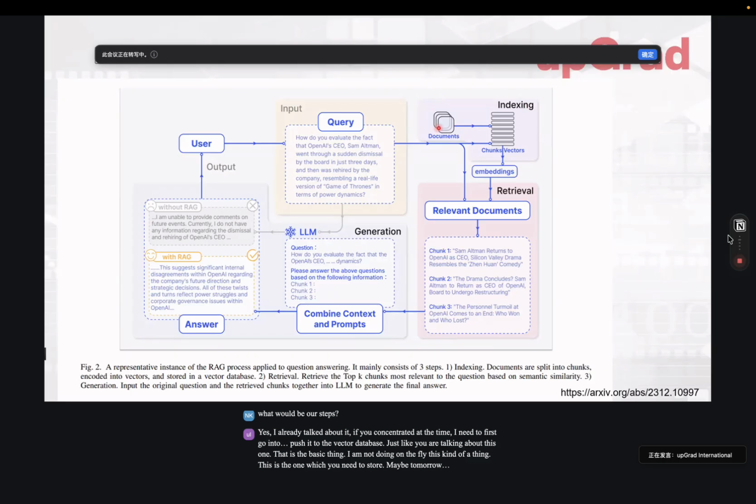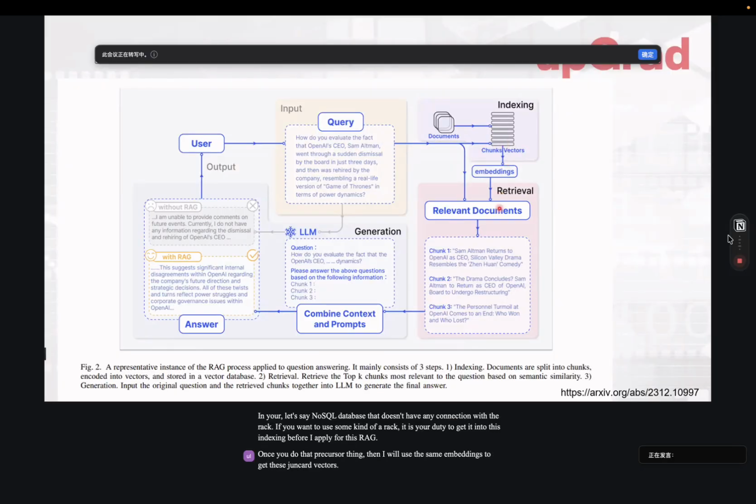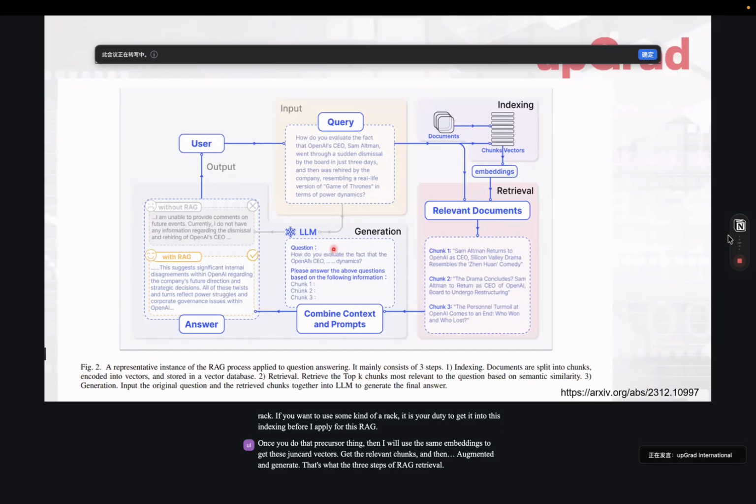Maybe today you have the documents in SharePoint, or in a NoSQL database that doesn't have any connection with the RAG. If you want to use RAG, it is your duty to get it into this indexing before I apply RAG. Once you do that precursor step, I will use the same embeddings to get the chunked vectors, get the relevant chunks, and then augment it and generate. That's the 3 steps of RAG: retrieval, augmentation, generation. That's the technique. It's simple and straightforward.